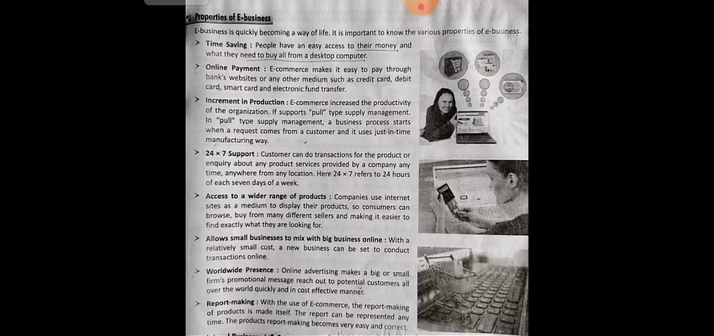Next, we are going to study the properties of e-business. E-business is quickly becoming a way of life. It is important to know the various properties of e-business, such as time saving, online payment, increment in production, 24/7 support, access to a wider range of products, allowing small businesses to mix with big businesses online, worldwide presence and report making. So time saving means you don't need to go to each and every shop to buy a particular product of your choice. You can see multiple websites online by sitting at your own home.